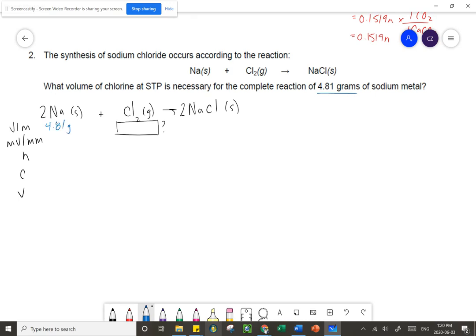Okay. I need to know my molar mass. I can just look right off the periodic table because this isn't a compound. This is going to be 22.99 grams per mole. So if I divide 4.81 by 22.99, that's going to give me how many moles I have. So this is going to be 0.2092 moles.